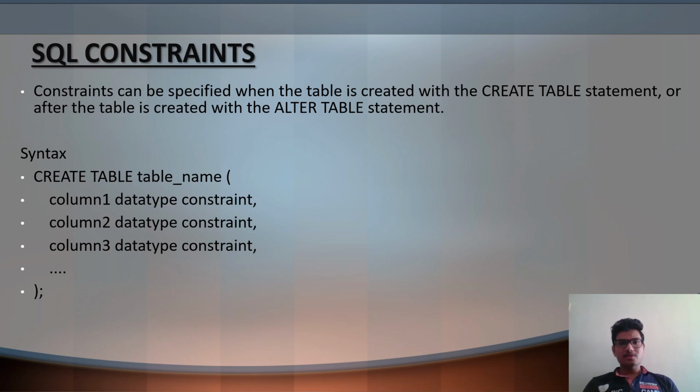The constraints can be specified when the table is created with the create table statement, or after the table is created with the alter table statement. The syntax for creating the table is create table, the table name, and in the brackets column 1 and the data type constraint that is used, then column 2 and the data type constraints, column 3 the data type constraints, and so on.